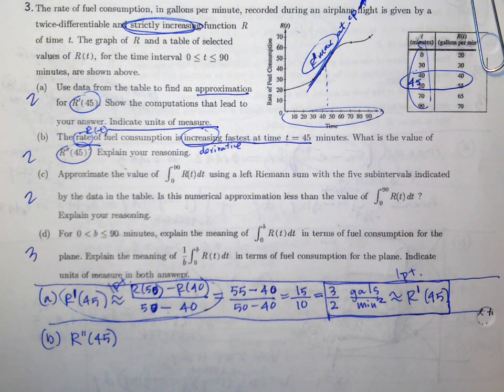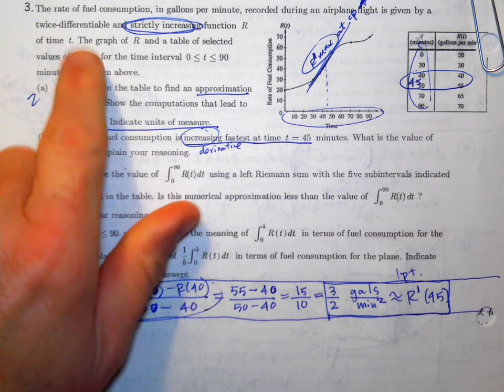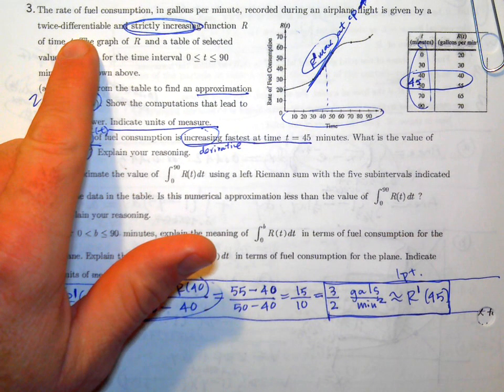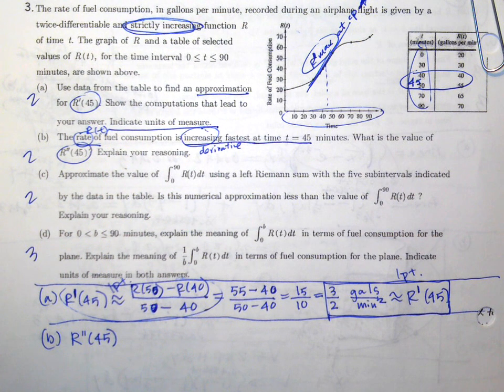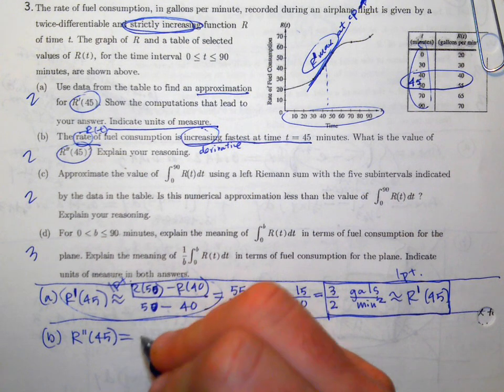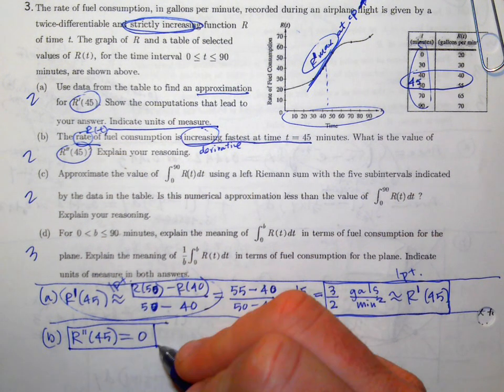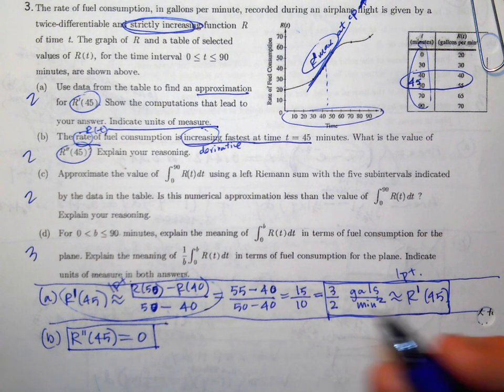Can it be undefined? Well, it says it's twice differentiable, which means its second derivative exists everywhere, which means its second derivative can never be undefined. So that means that r double prime has to equal 0. Okay? Now, this is definitely a challenging problem. It's only worth 2 points.